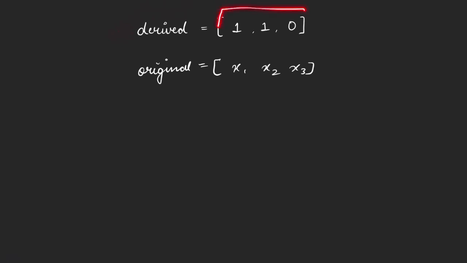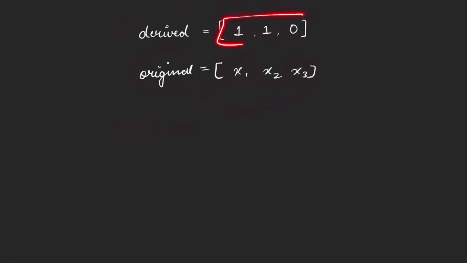Now, how has this array derived been derived from the original array? Every element in this array is the XOR of two adjacent elements in original. So basically, one is the XOR of x1 and x2, right? x1 XOR x2 is 1. Then this one is the XOR of x2 and x3, and so on. And for the last element, this is the XOR of x3 and the first element. So we are cyclically considering the next element as the first one. So this last element will be the XOR of x3 and x1, right? This is how this array has been derived from the original array.